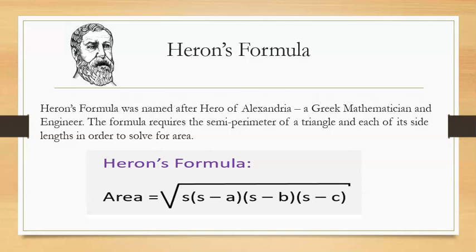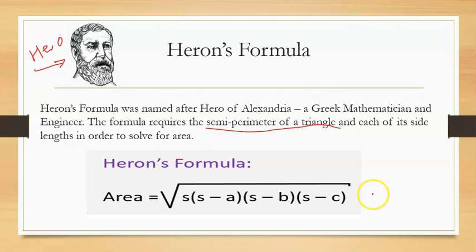Heron's formula was named after Hero of Alexandria. Just grab a pen. That's a little picture of Hero right there. He was a Greek mathematician and engineer. The formula requires the semi-perimeter of a triangle, which we've just established, and each of its side lengths, which were A, B, and C, in order to solve for area.